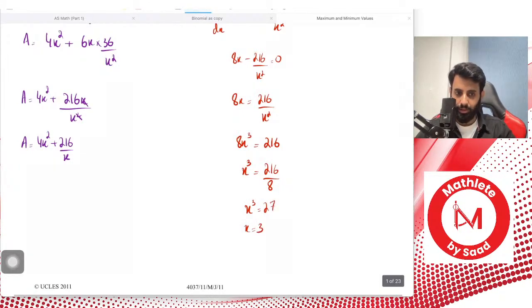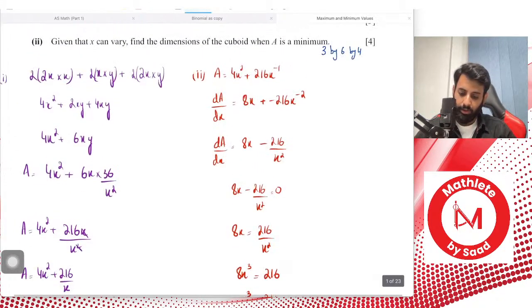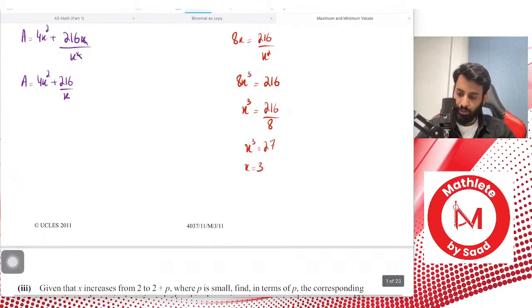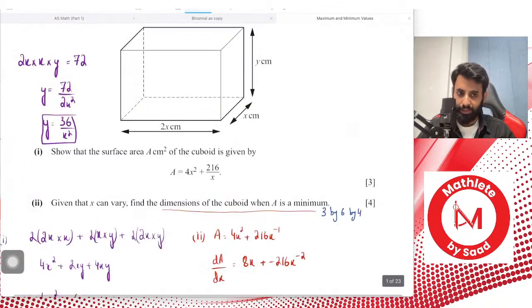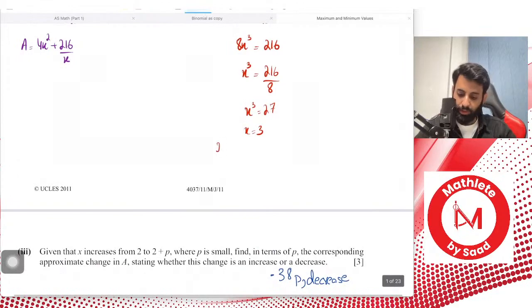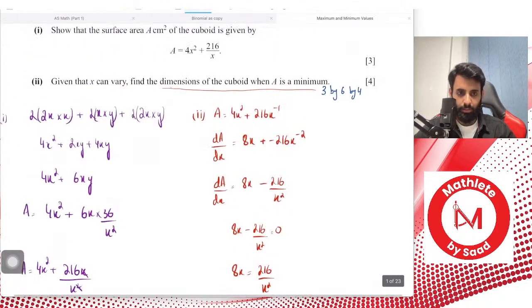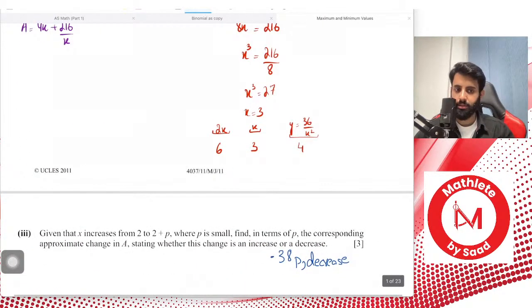Now don't get carried away and think this is the end of the question. You still have to find out the dimensions of the cuboid when A is a minimum. Okay, so as far as the dimension goes, remember the dimensions were 2x, x and y. So as far as 2x goes, 2x is going to be 2 times 3, so that's 6. As far as x goes, x is going to be 3. Now y was actually equal to what? 36 upon x square. Let's just double check. Yeah, 36 upon x square. So if you plug in the value of x, 3 squared is 9 and 36 upon 9 is 4. So the dimensions were 6, 3 and 4. Yep, and there you go. That's your correct answer.